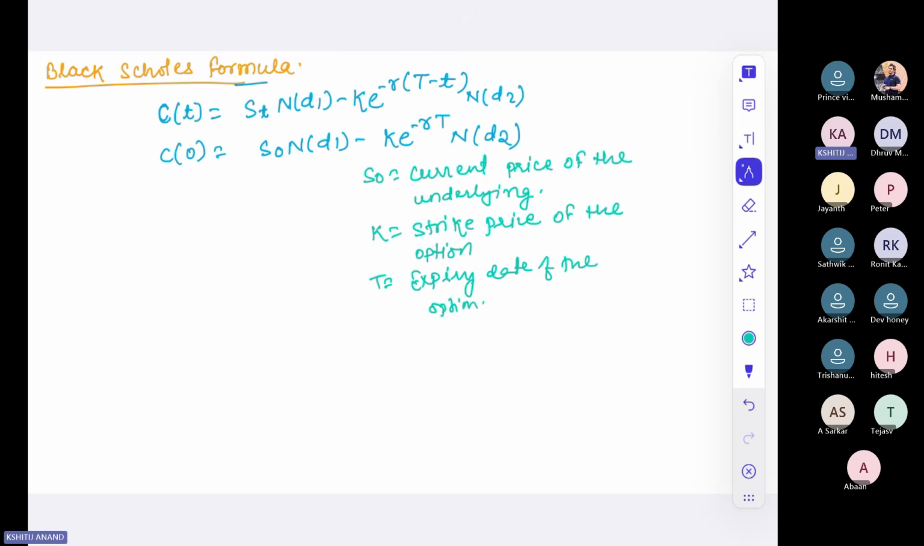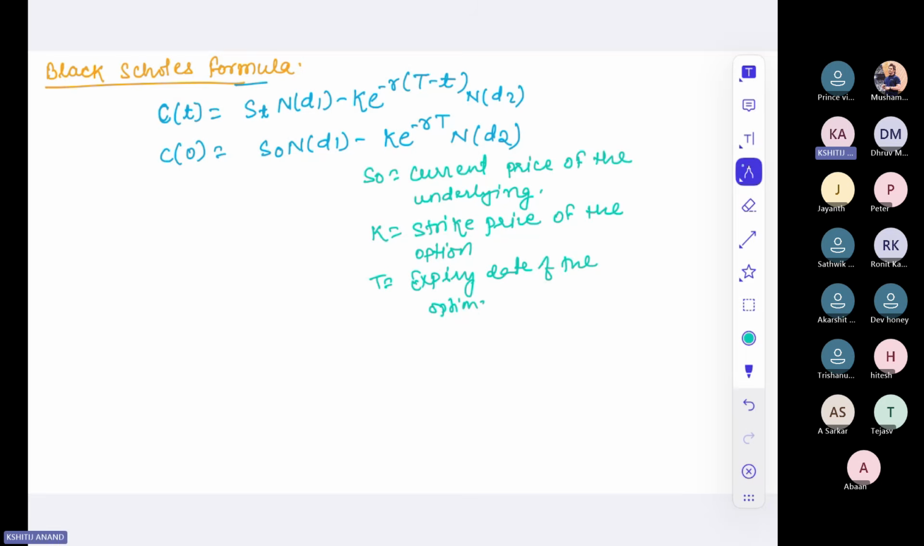So what does this formula do? Given the option parameters, which are the strike price and time to maturity, the value of the underlying, and a few other terms which are inherently in N(d1) and N(d2), this particular formula gives you the fair price of the call or put option in the market, right?